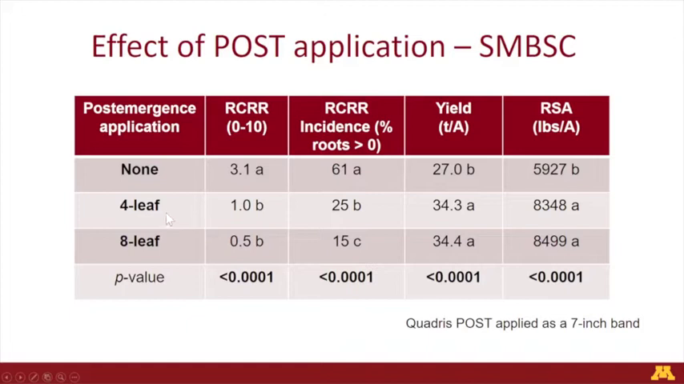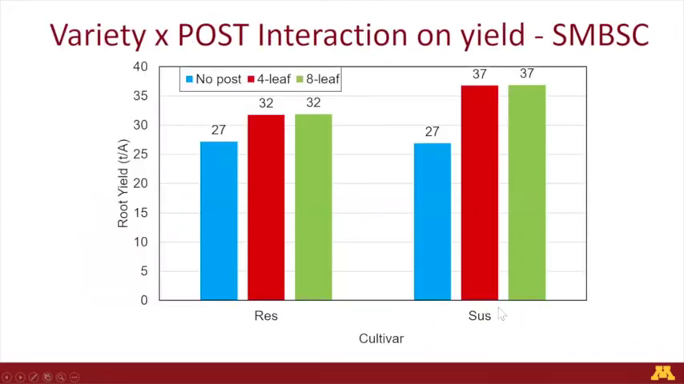So we looked at June 12 or June 22nd for this. And look at the yield, no post 27. This is averaged across two varieties, 34 and 34, about 7 tons increase. And you look at RSA, about 2,400 pounds over the untreated control, or without post application, at this location. But there is a big difference whether it's a 3.7 or a 4.4 variety.